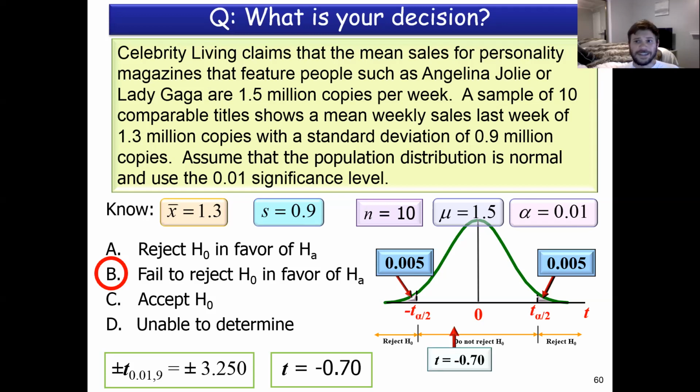So is there sufficient evidence to conclude that the mean sales for personality magazines that feature popular people are 1.5 million copies per week? Well, we cannot reject that null hypothesis. We were not given enough statistical evidence to reject it. Okay? So we haven't proved that it's 1.5 million, but we cannot say that it's not with the amount of evidence that we have.